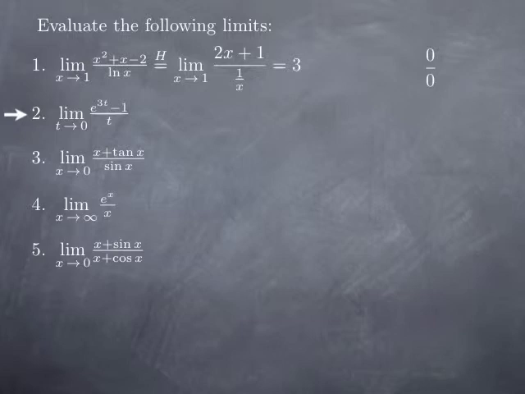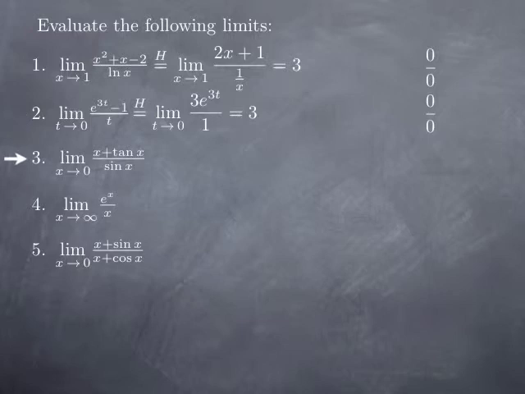For the second one, we are seeking the limit at 0 of e to the 3t minus 1 divided by t. If I plug t equals 0, e to the 0 is 1, so I get 0 at the top, and of course 0 at the bottom. So this is again an undetermined form of the type 0 over 0, and the rule of de L'Hopital applies to the effect that the limit of the quotient of the derivatives is the same. Derivative of the top here is 3e to the 3t, derivative of the bottom is 1. When I plug t equals 0 in this, I get just 3, and this is my limit.